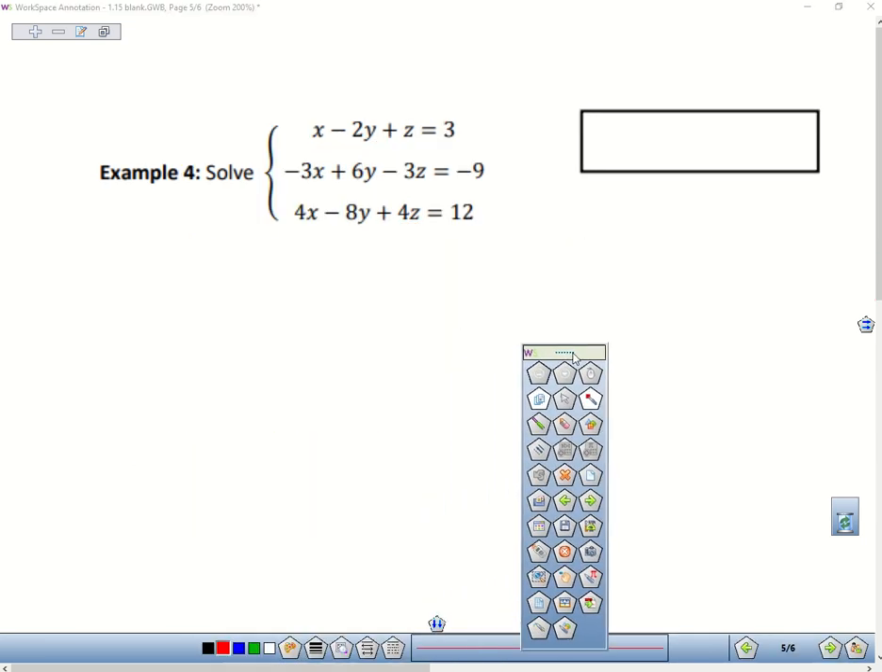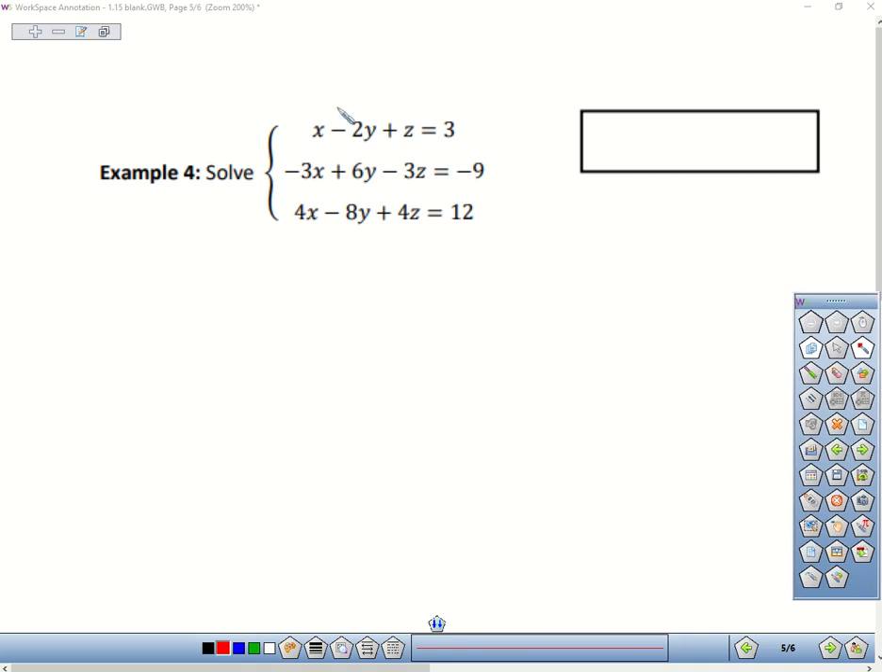So looking at the next one, I see that there's no variable that I can add together right away that's going to cancel anything out. So your next goal is to pick the one that has a coefficient of 1. That's going to be what we use to cancel out. So you can either go with the x or the z. What are you guys feeling? You want to go with the x? Alright, let's go with the x then.